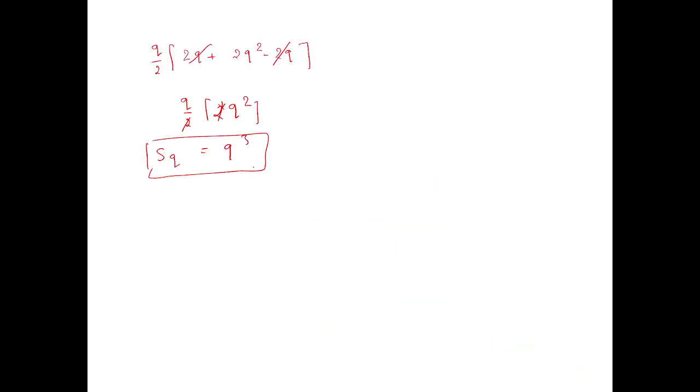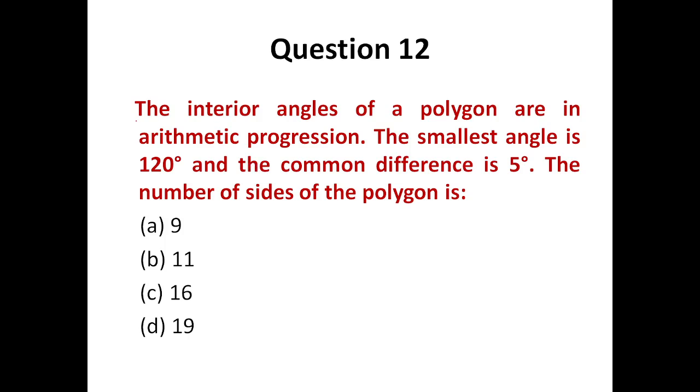Now come to question number 12. Question number 12 is: the interior angles of a polygon are in arithmetic progression. The smallest angle is 120. So here we have given A is equal to 120 degree and common difference D is equal to 5 degree. Now the number of sides, let the number of sides be n.